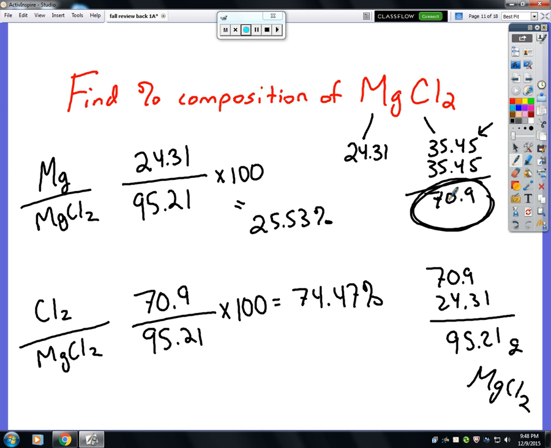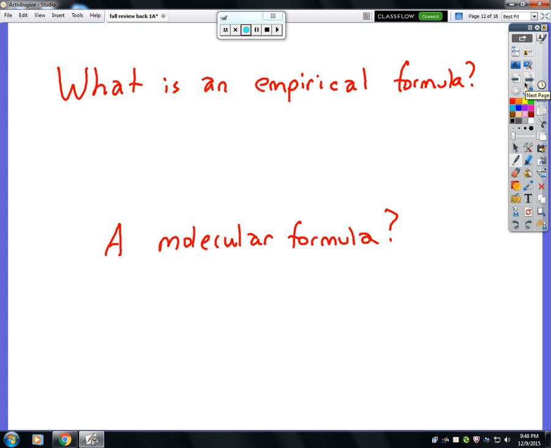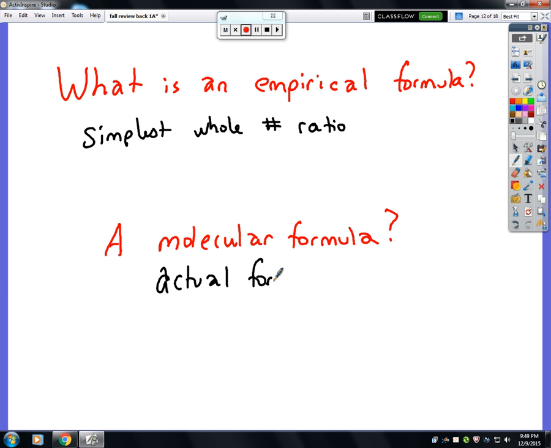Alrighty, guys. My next problem. What is an empirical formula and what's a molecular formula? An empirical formula is the simplest whole number ratio. And a molecular formula is the actual formula of a compound.